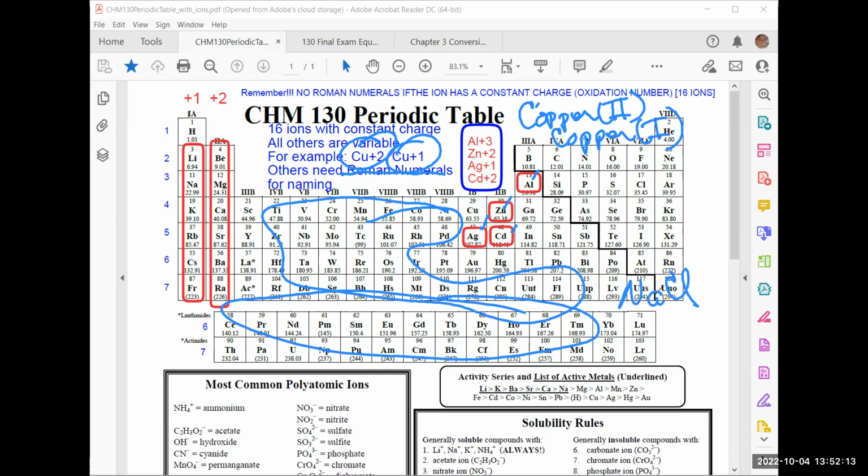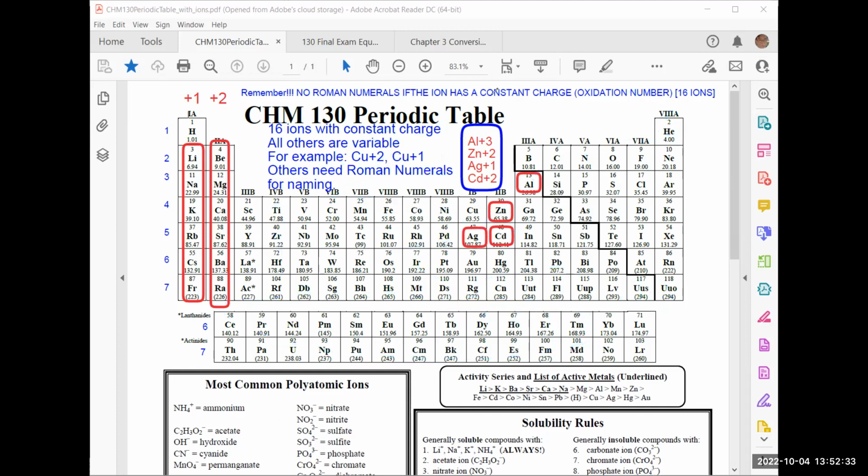We know that sodium will have a +1 charge, so it's not necessary to put sodium Roman numeral 1 chloride. In fact, it would be incorrect to include the Roman numeral for those 16, okay? So, if you've not marked up your periodic table like that, you should, to help you remember that. +1, +2, and then the +3.